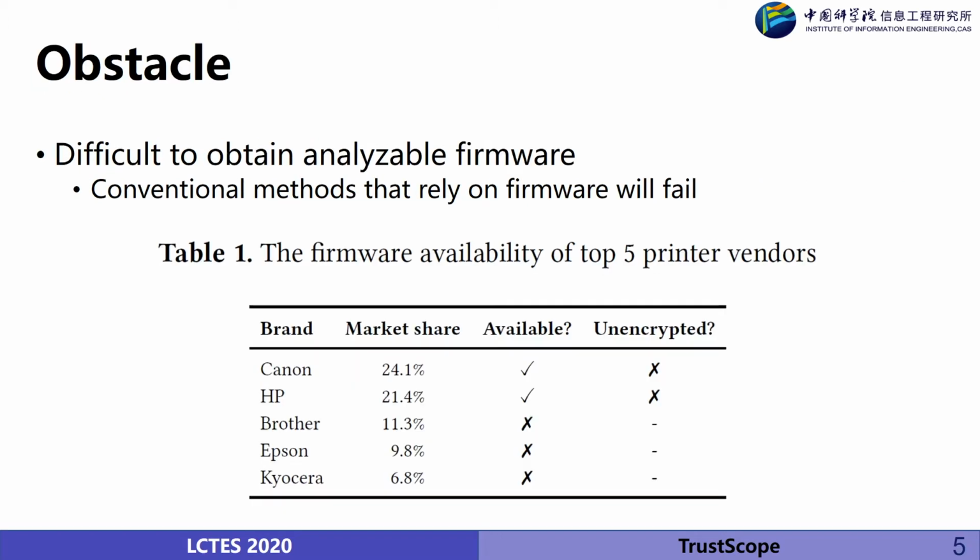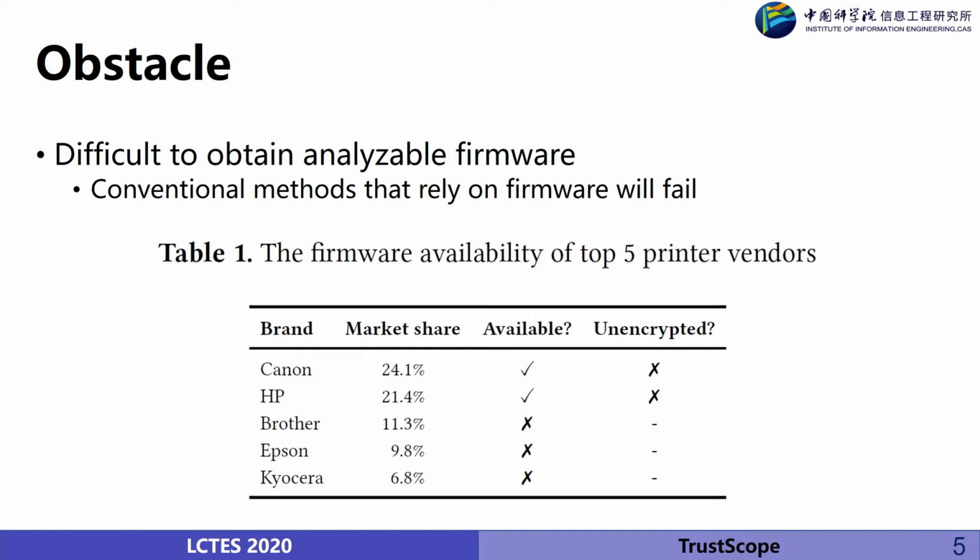The most direct approach to identify vulnerabilities in a printer's PDL interpreter is to analyze the printer firmware in the device. We therefore attempt to acquire firmware for the top 5 vendors with the largest market share. We find that firmwares are either unavailable or encrypted. Direct firmware analysis is hence not a viable option.